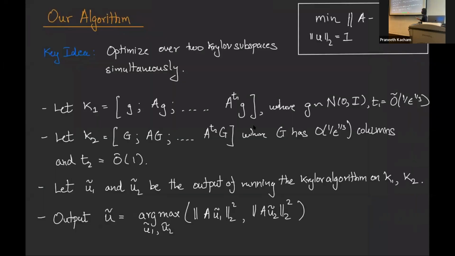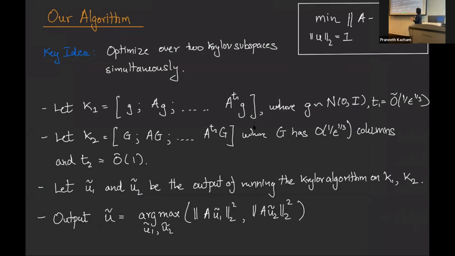So we're going to pick the best vector that we found from K1, let's say it's U tilde 1. We're going to pick the best vector that we found from K2, call it U tilde 2. This is the algorithm that I showed before. And then we're just going to pick whichever one has larger norm with A.